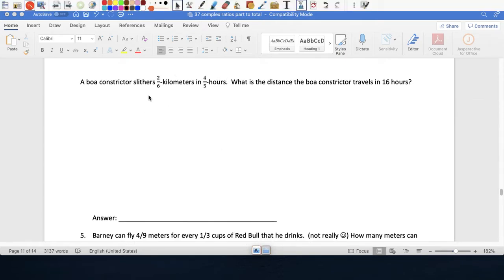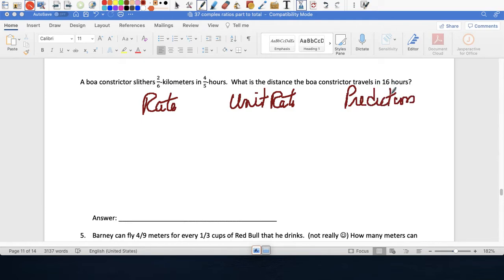So here we're going to go rate. So this is maybe what you should do sometimes. Rate, unit rate, and here's our prediction. So our rate is this: 2/6 kilometers in 4/5 of an hour.